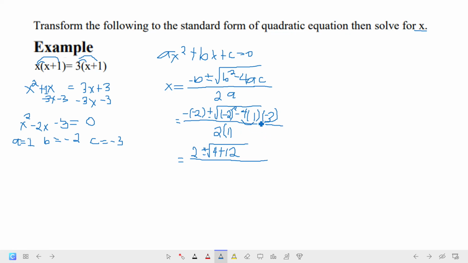Can you follow? Again, since multiplication is commutative, you can also do this. 4 times negative 4 times 1 is negative 4. Negative 4 times negative 3 will give us positive 12. Then 2 times 1 will give 2. We can still simplify the numbers inside the square root.